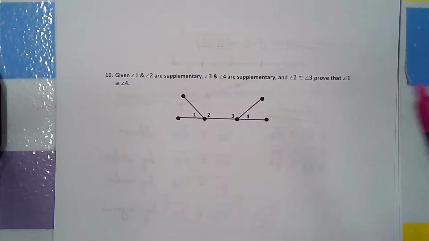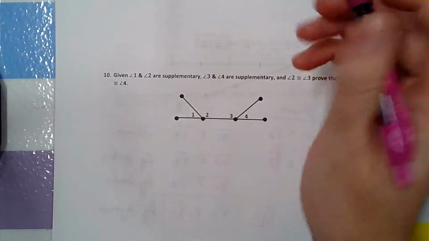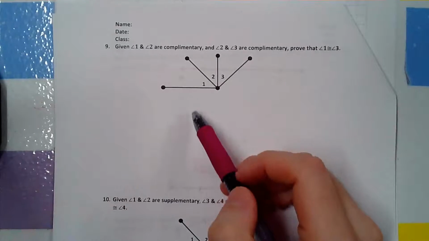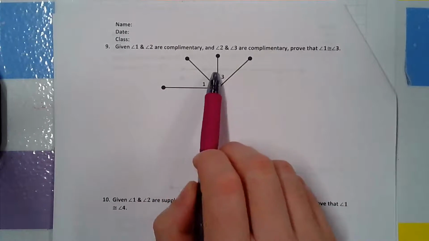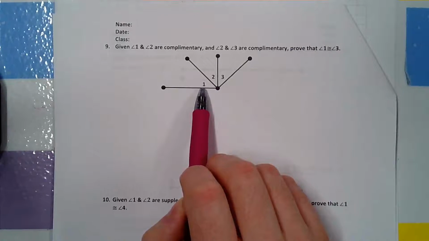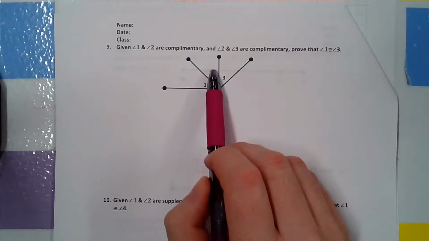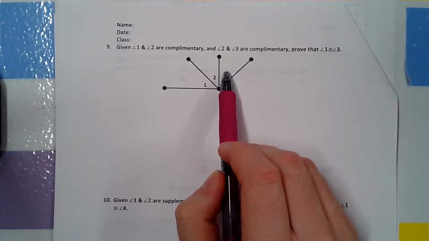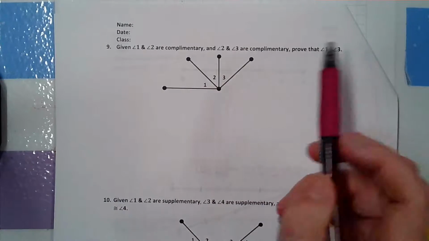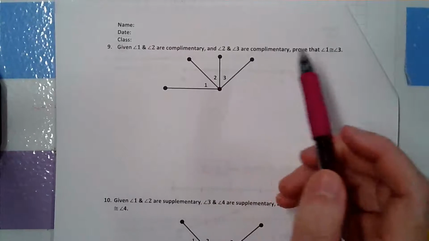For number 9, we have 3 angles to mess with. We're going to show 1 and 2 are complementary because that's given, which means they add up to 90. Well, we also know 2 and 3 add up to 90 because they're complementary. So the middle ground is angle 2. So 1 plus 2 equals 90, 2 plus 3 equals 90, so they equal each other: 1 plus 2 should equal 2 plus 3.